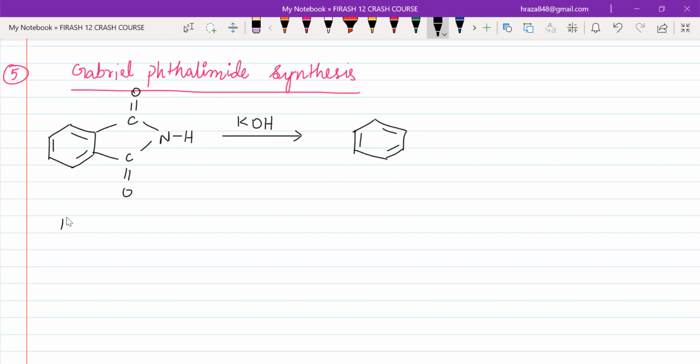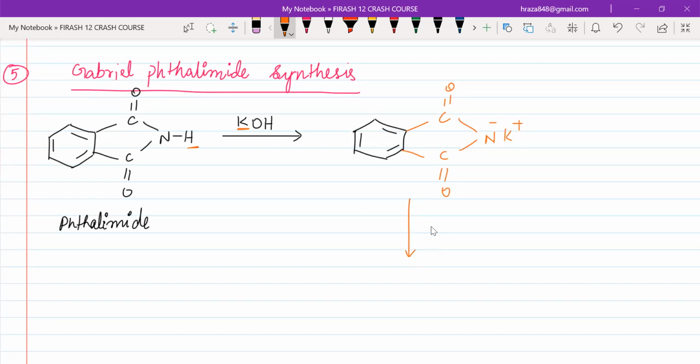So this is your halimide. What we are going to do is very important. You are going to react this with KOH, and this K will replace this hydrogen and it will form, as you can see, C double bond O, C double bond O, and then N negative, more electronegative, and K positive.